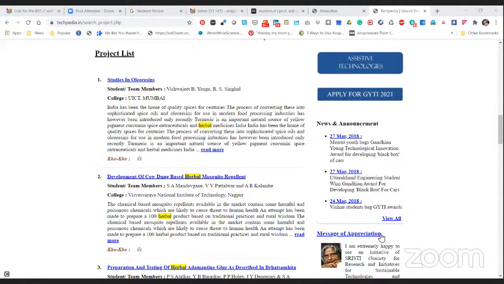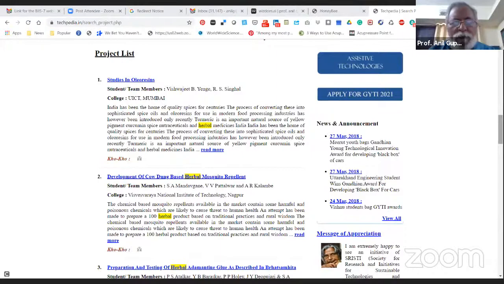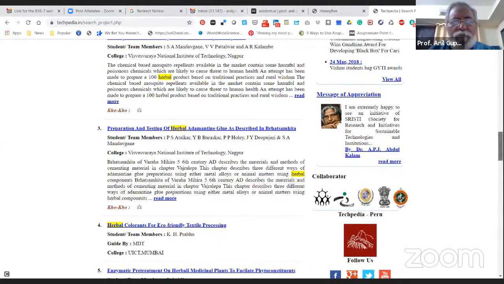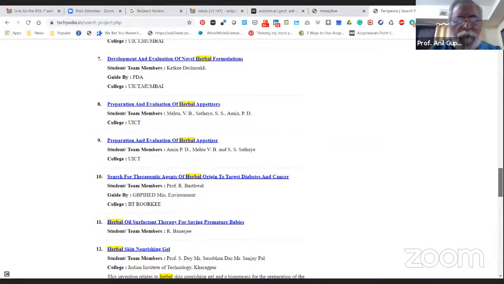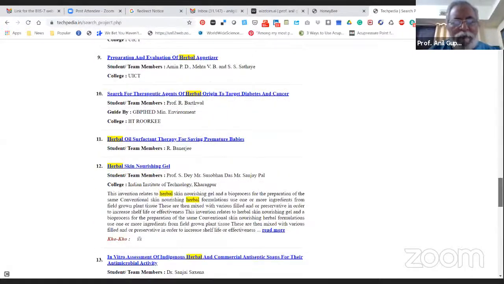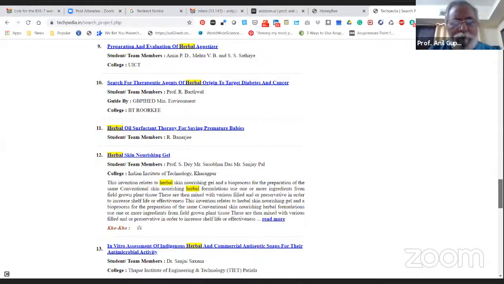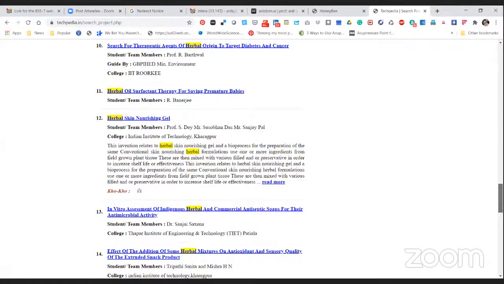So if we look at these 212 projects that we have from VIT Nagpur, let me show it to you. You are not seeing it. You can see that now. Yes, sir. So I wrote just herbal, and I got these projects from UICT Mumbai, from VNIT Nagpur, from different places, IIT Roorkee. Search for therapeutic agent of herbal origin to target diabetes and cancer. Herbal appetizer. Aren't these relevant? Yes, IIT Kharagpur, Thapar Institute of Engineering, Patiala.